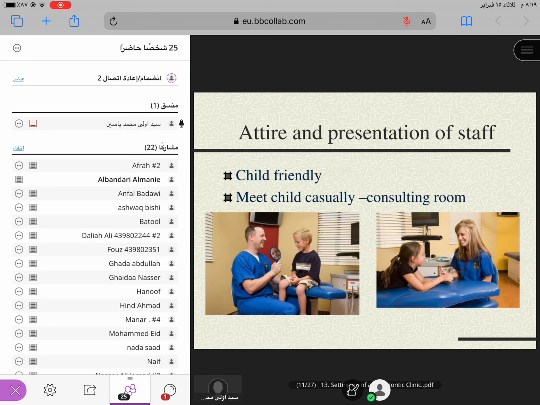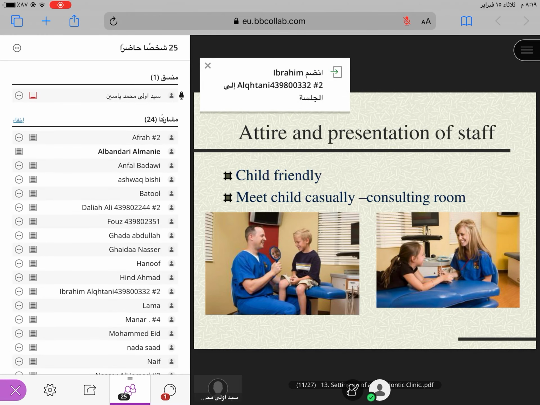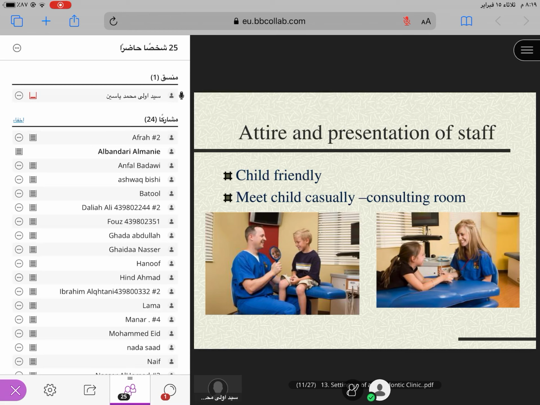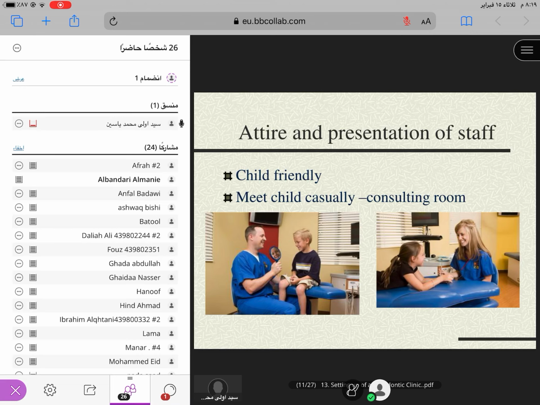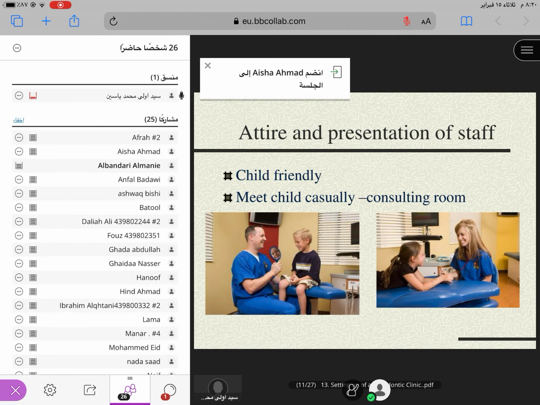Next important thing is the attire and the presentation of the clinic staff. A child-friendly attire is very essential. What do you mean by child-friendly? You should make an attempt to meet the child casually. The dentist should meet the child casually, especially not directly in the operatory, but before the operatory, in the consulting room. The dentist first meets the child casually, takes a brief history, assesses their behavior, and then directs the child to the dental chair after showing around the clinic and meeting the staff.